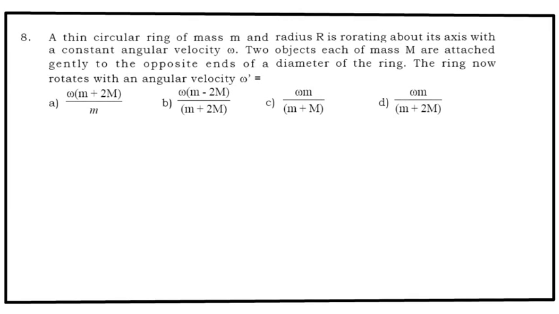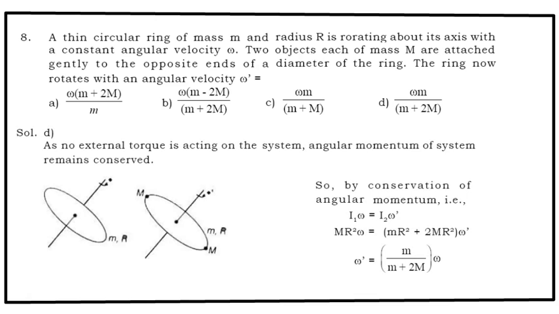Problem number 8. A thin circular ring of mass small m and radius capital R is rotating about its axis with a constant angular velocity omega. Two objects, each of mass capital M, are attached gently to the opposite ends of a diameter of the ring. The ring now rotates with an angular velocity of omega dash, which is equal to, the four options are given in front of you. There is no external torque acting, so we can use the law of conservation of angular momentum directly. That is, I1 omega 1 is equal to I2 omega 2.